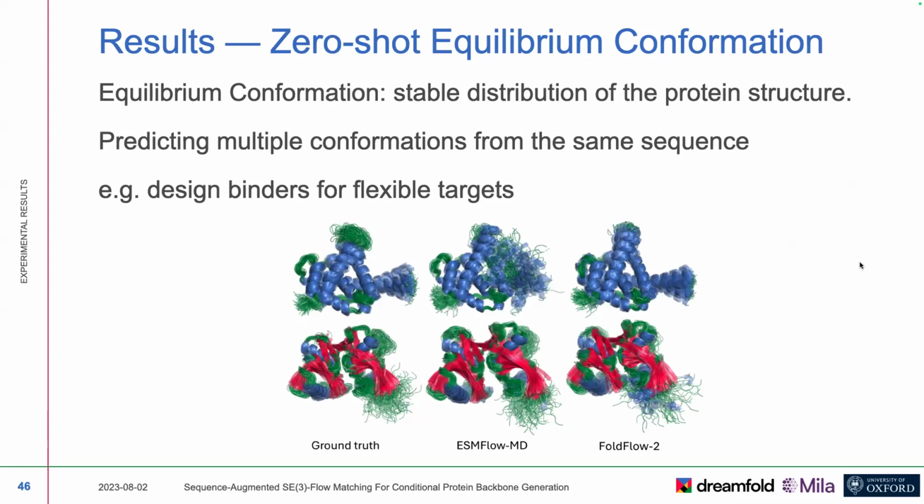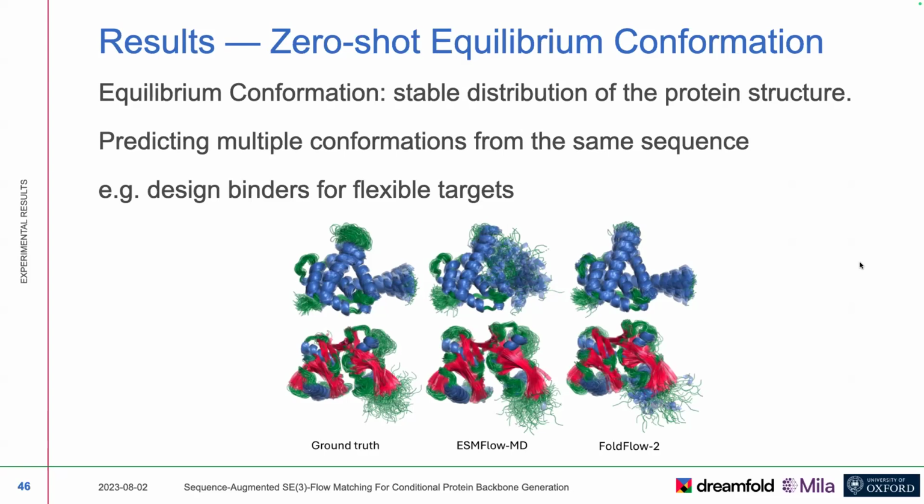And we see that, on the left, we have the ground truth. This is the distribution of conformations. In the middle, we have ESM flow trained specifically with molecular dynamics, and FoldFlow-2. So we see we're able to capture a broad range of diversity of conformations.